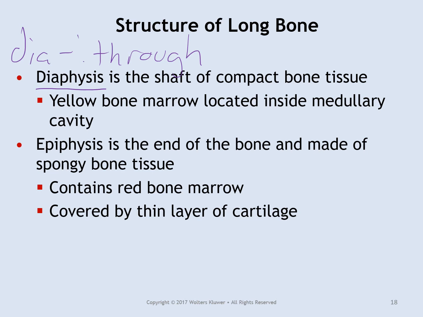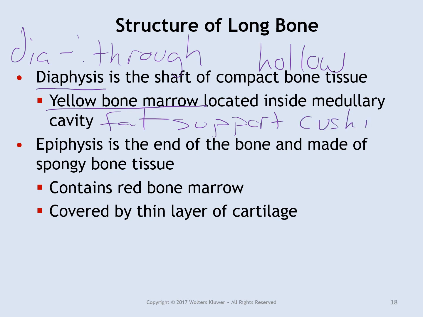So the diaphysis is the shaft, the through portion of the bone. The inside of the diaphysis is hollow, and it's filled with yellow bone marrow. Yellow bone marrow is mostly fat. It's there for support, it's there for protection, it's there to cushion the bone or act as kind of a shock absorber.